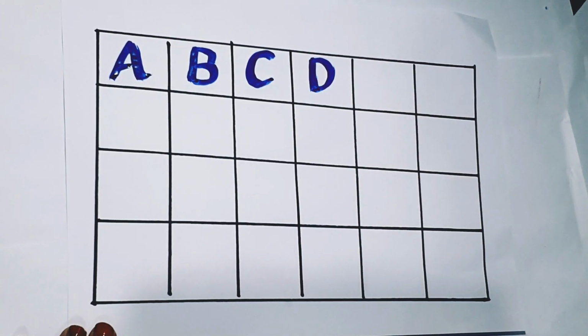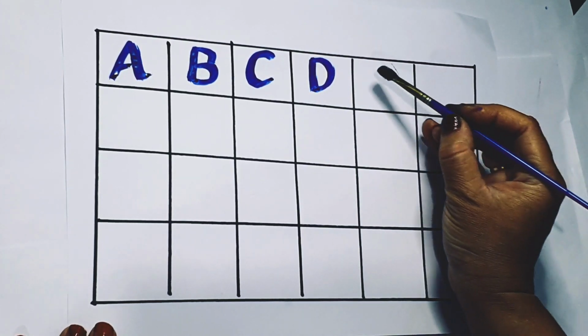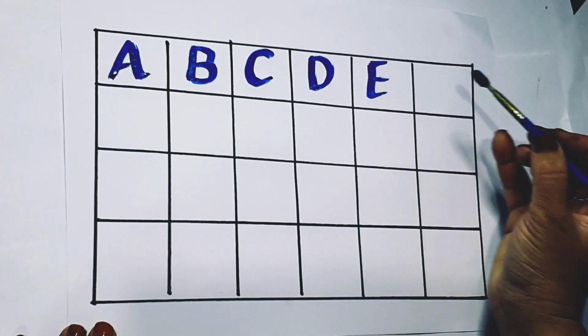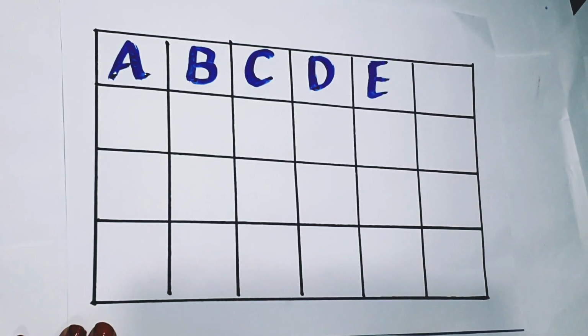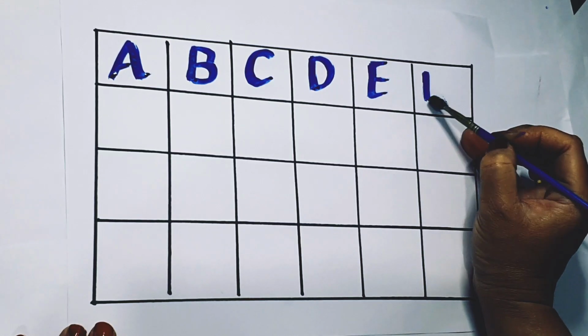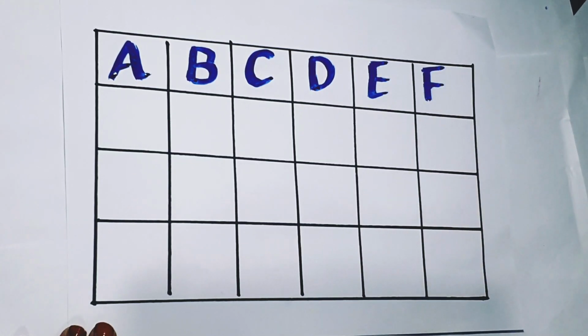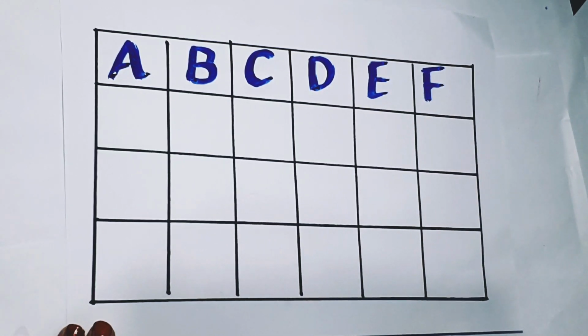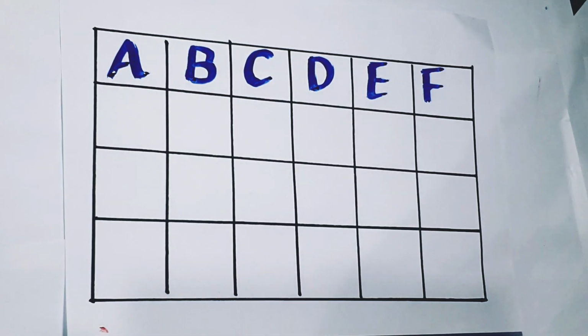D for dog. D for donkey. E for egg. E for eggplant. F for fish. F for fruits.